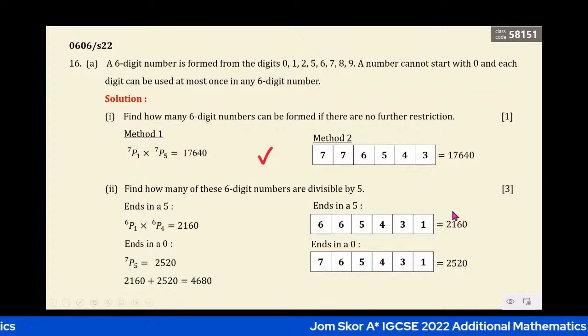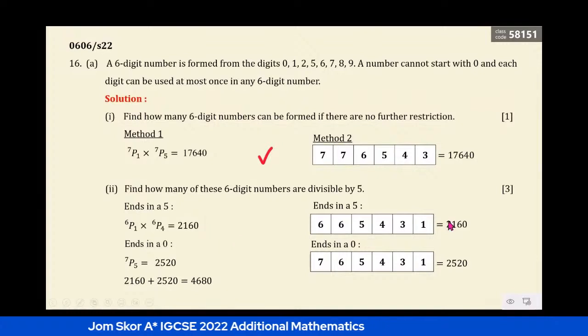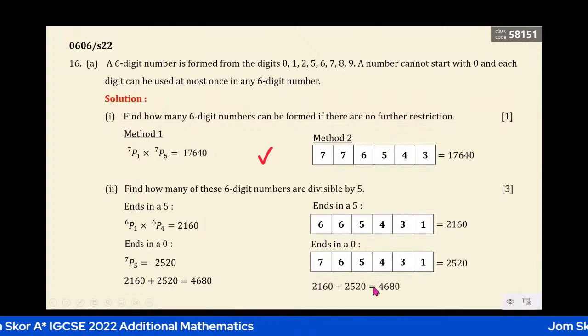Okay, mana-mana satu pun tak apa. Ya, nak guna yang ni pun boleh. Nak guna this one pun boleh. Then the number of arrangement, you will get the same answer.